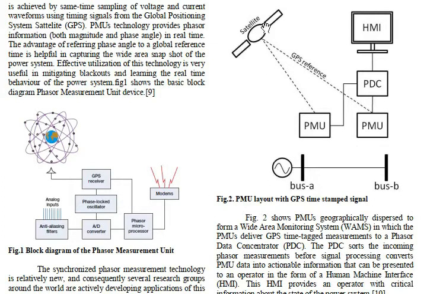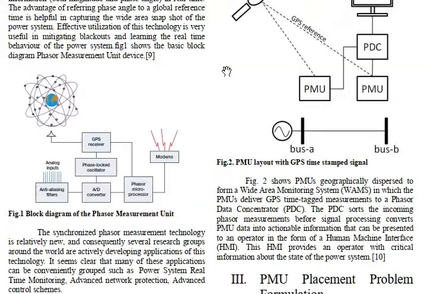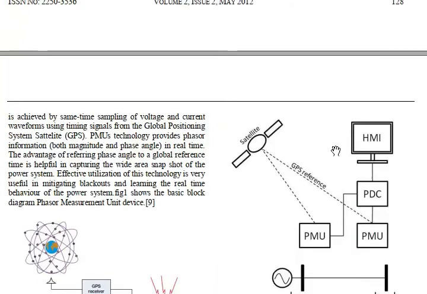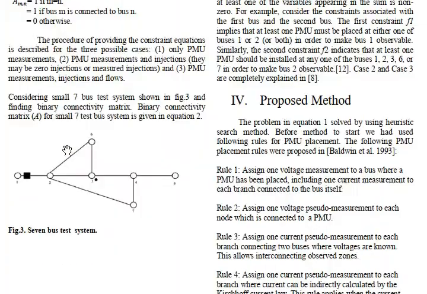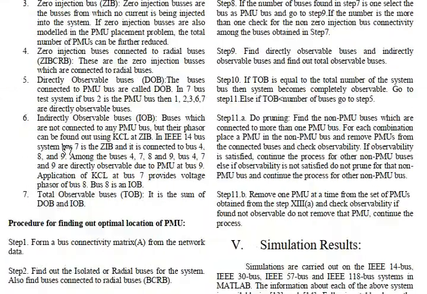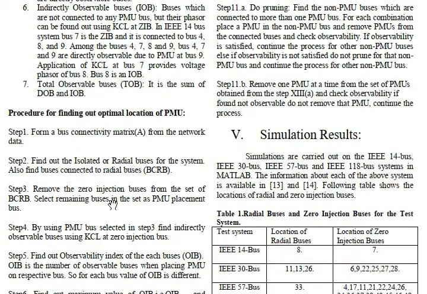These are synchronized with the GPS satellite, so all the measurements of this system are taken simultaneously. All the measurements in a power system should be synchronized, otherwise there is no advantage if we don't make them synchronized.